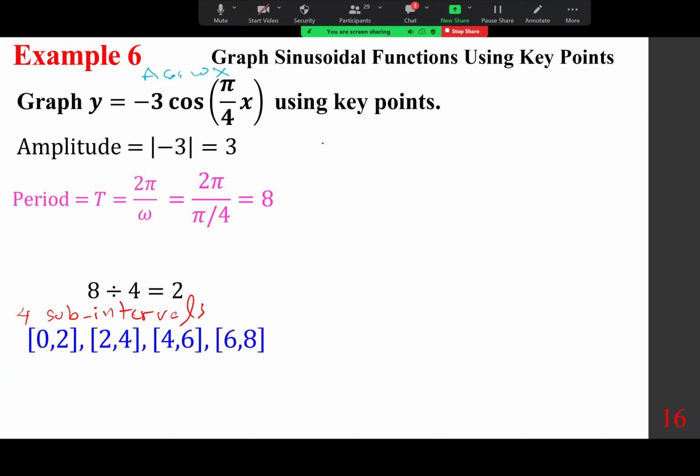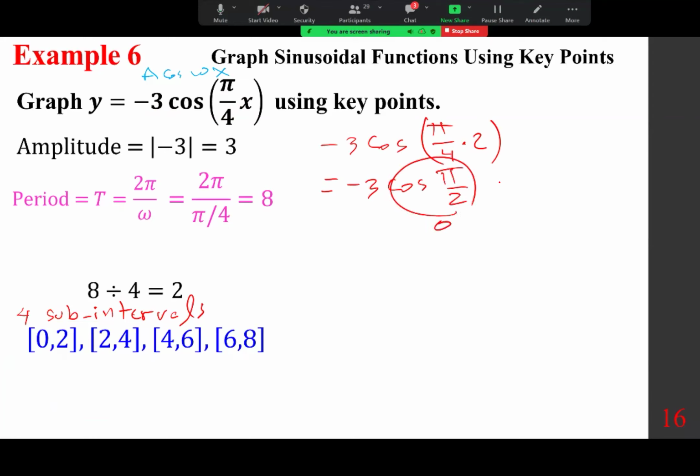If I put 2, let me just show you, for example, I get minus 3 cosine of pi over 4 times 2, that means minus 3 cosine of 2 pi over 4, or pi over 2. You know this is 0. So that gives me negative 3 times 0, or 0. So again, 0 comma negative 3, and then 2 comma 0.